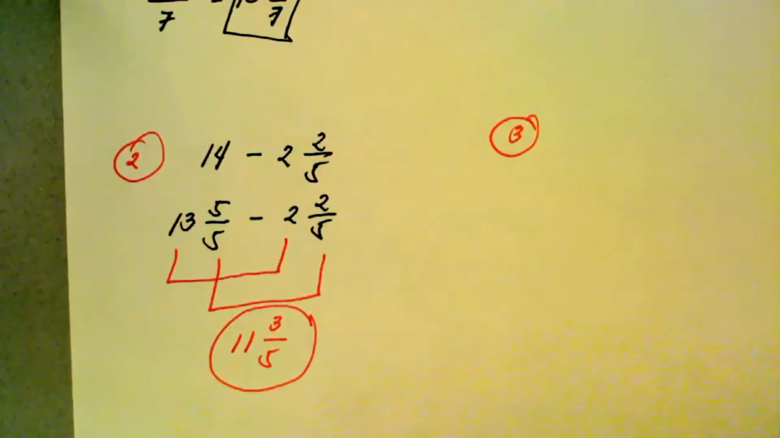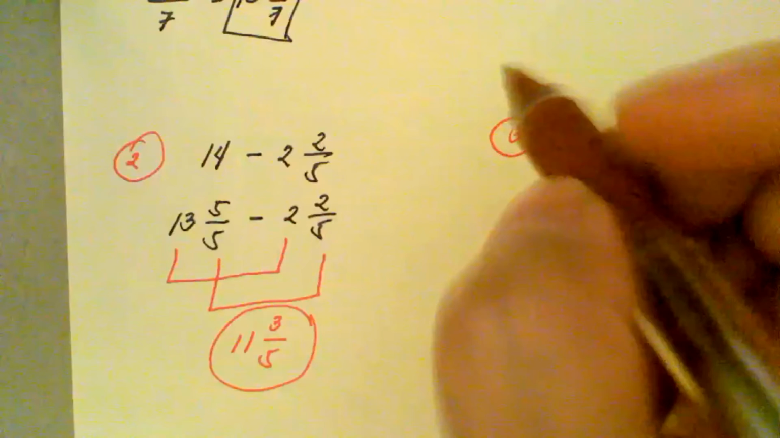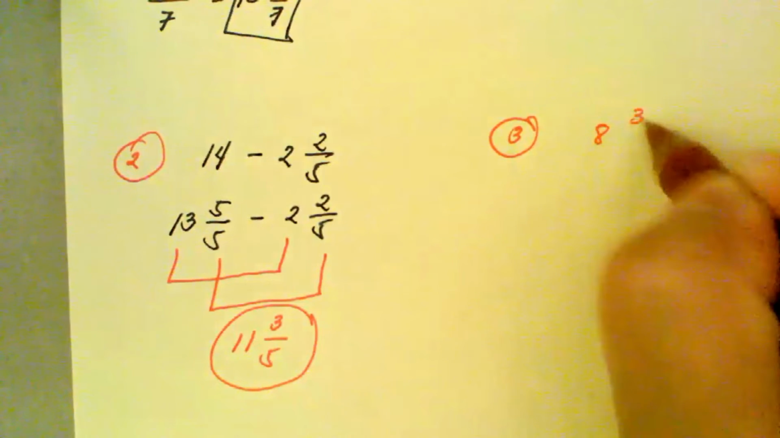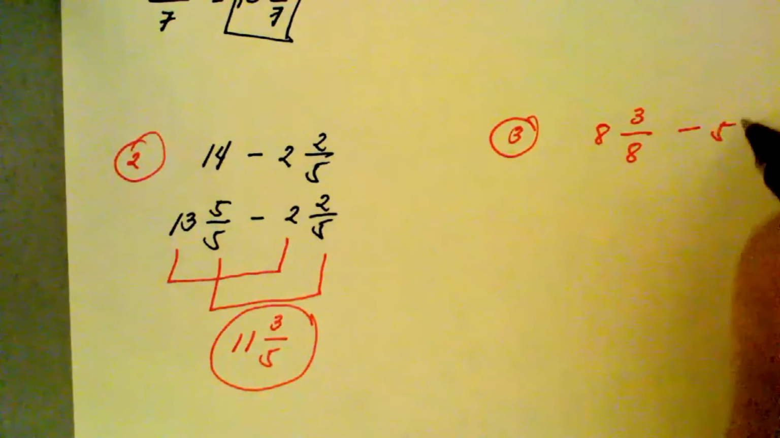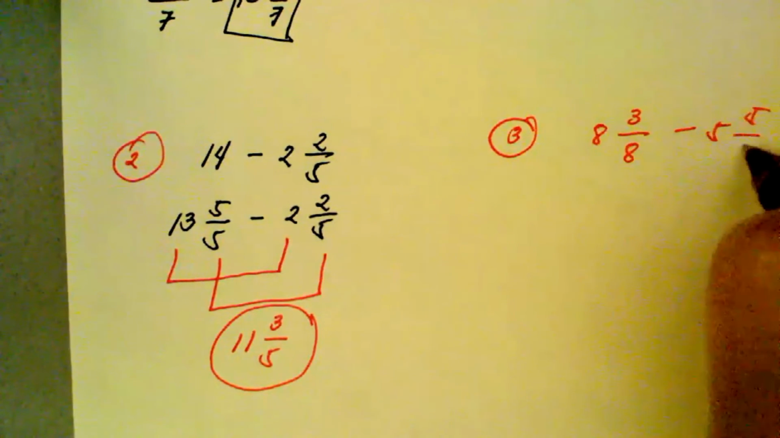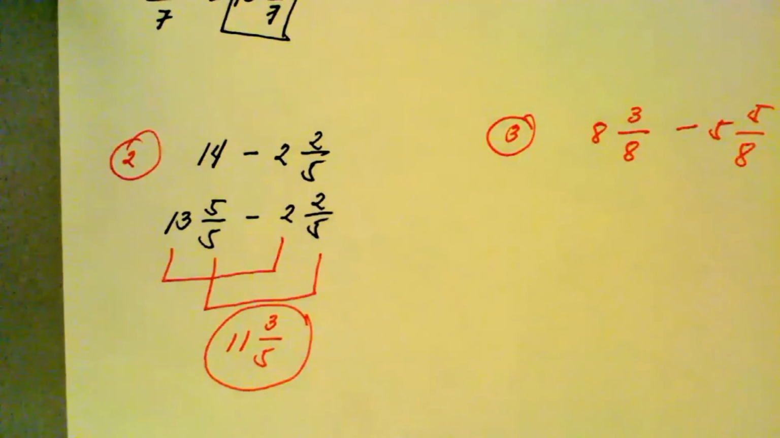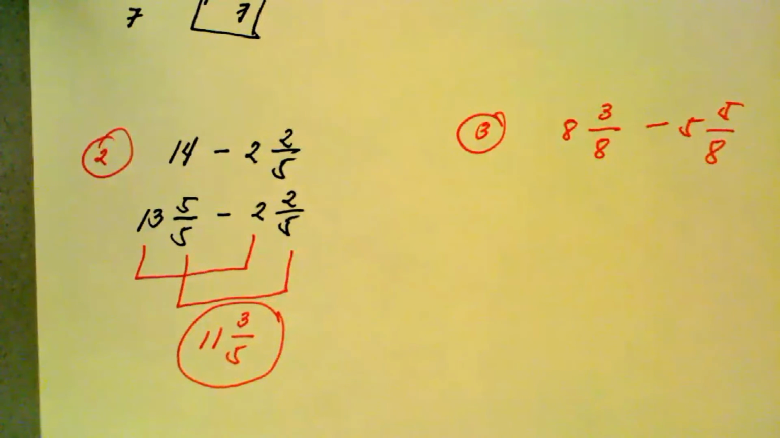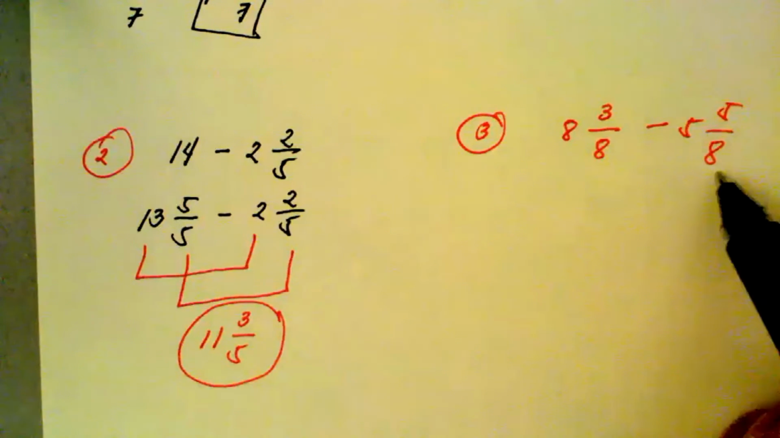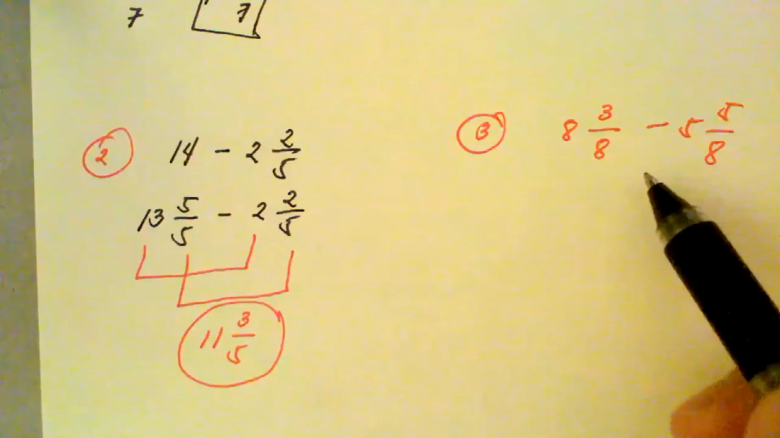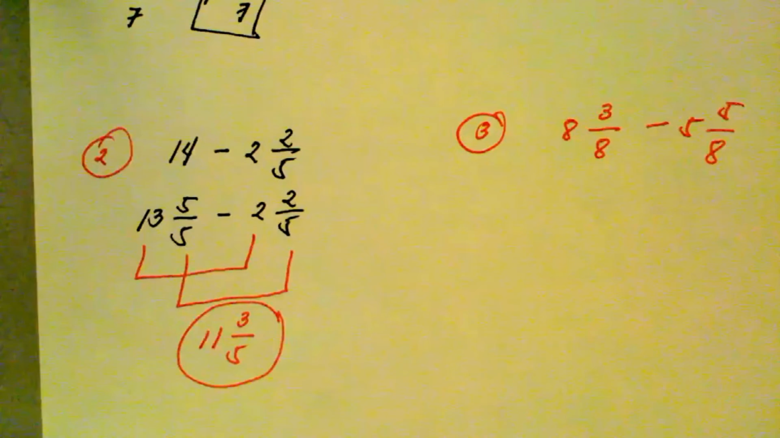Example number 3. 8 and 3/8 minus 5 and 5/8. So they're both mixed numbers. First, let's take a look at our fractions. So we have 3/8 and we also have 5/8. We are lucky that the denominators are the same. We're talking about similar fractions, like fractions.